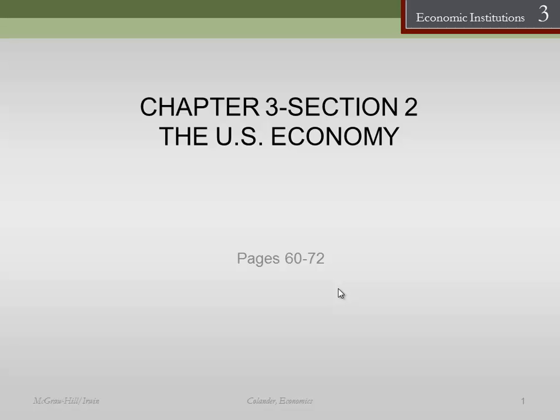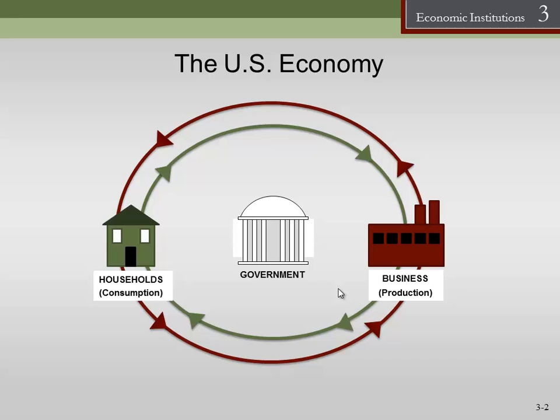Okay, let's get started with Chapter 3, Section 2. In talking about the U.S. economy, the first thing that we want to look at is something called the circular flow model. And this is a very simple way of diagramming out how, as economists, we think about the different major players in the economy and how they interact with one another.